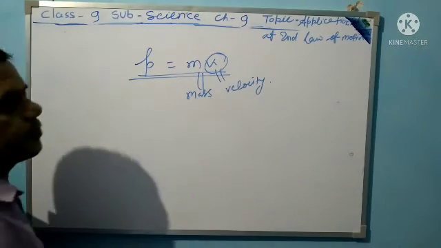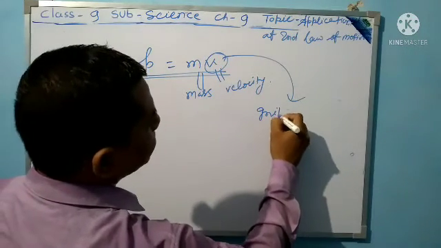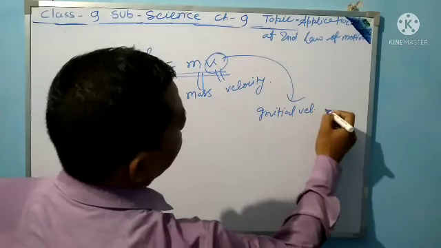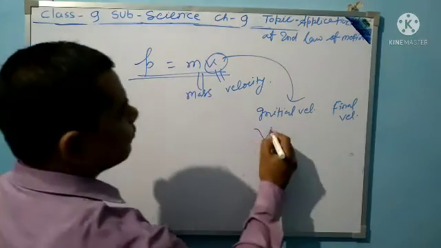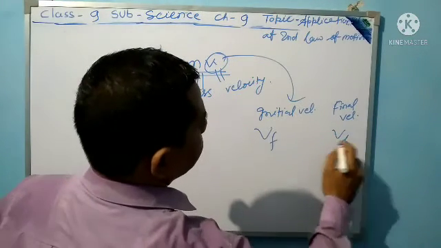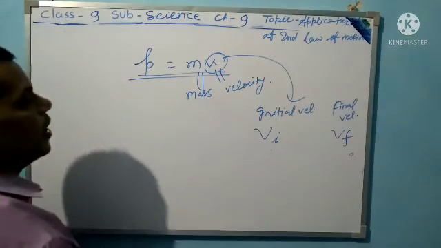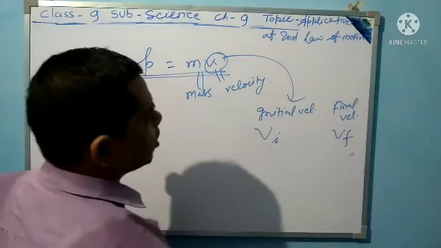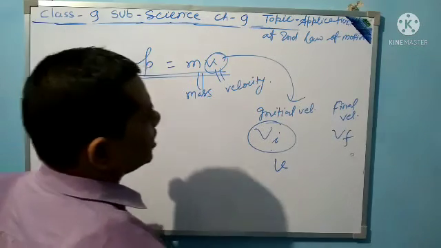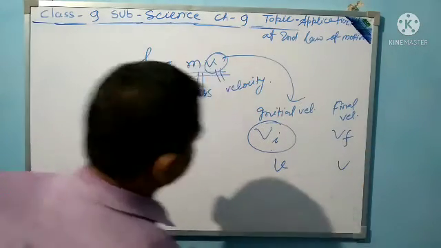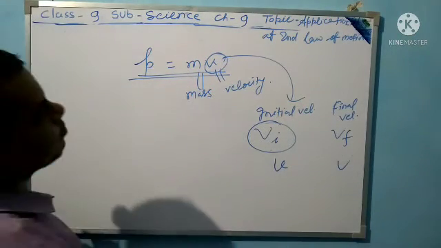In motion we also discuss the initial velocity and final velocity. Velocity is written as Vf, V final, and V initial. That is the initial velocity and the final velocity. Another notation is U for the initial velocity and V for the final velocity. Some books write U as the initial velocity and V as the final velocity.